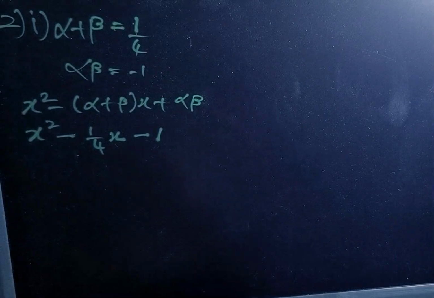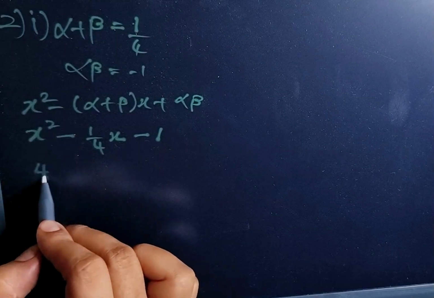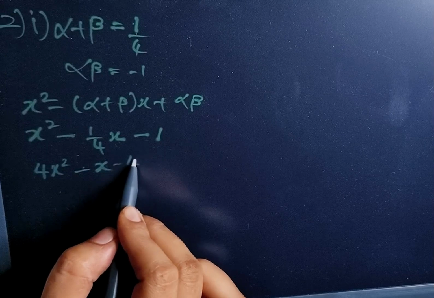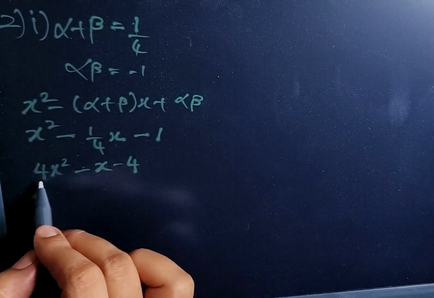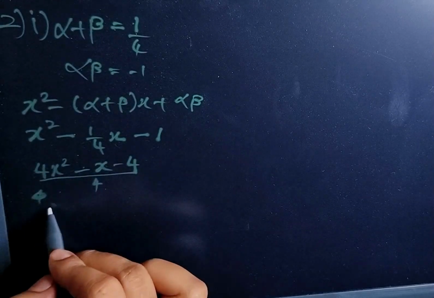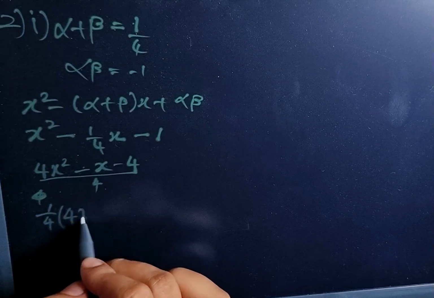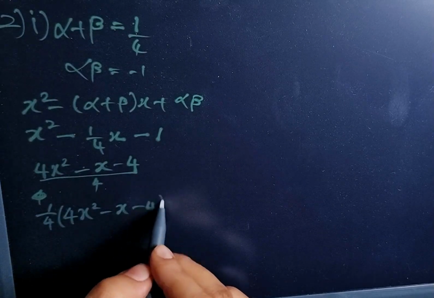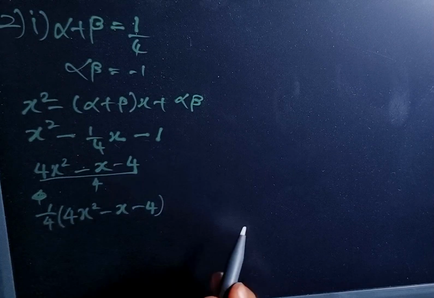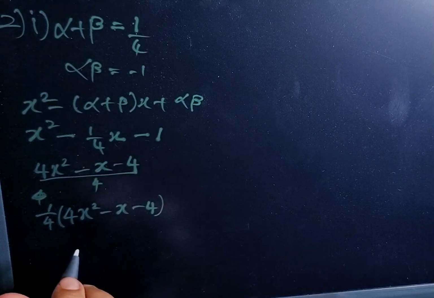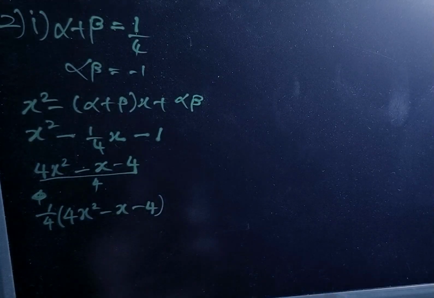So when we take the LCM, 4 will be the LCM. So 4x square minus x minus 4. We can take this 1 by 4 as common. So we get 4x square minus x minus 4. If we are equating to 0, then 1 by 4, if it goes to the right side, it will be 0. So we have 4x square minus x minus 4.